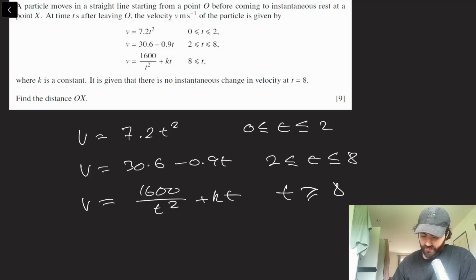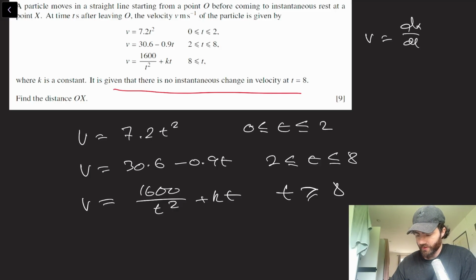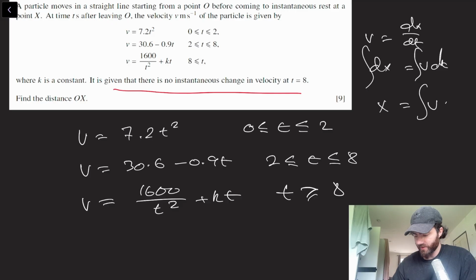Where k is a constant, it is given there is no instantaneous change in velocity at t equals 8. Just the fact that they said that already, I'm thinking I'm going to have to use that for some reason. Find the distance OX. Well, the distance OX will simply be the integral, because v equals dx by dt. So dx equals v dt. Integrate both sides, so our distance x is the integral of v dt.